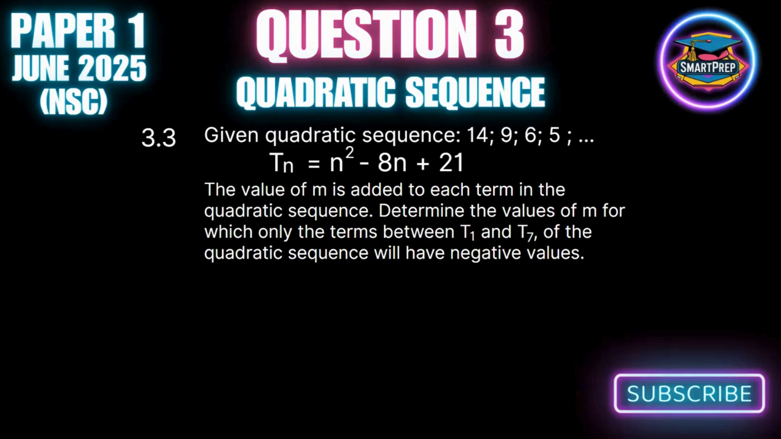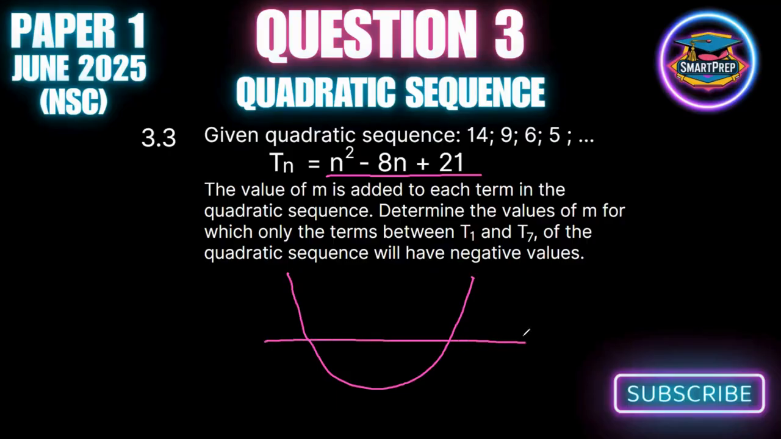What is important here is to know that when you have a quadratic sequence, and I'm just going to give you a hint for now, if you were to graph it, it is a parabola. So what you want to find out is where will you have negative values? In other words, where will it go below here? We want to find the terms where we will have this value. So that's a little hint.